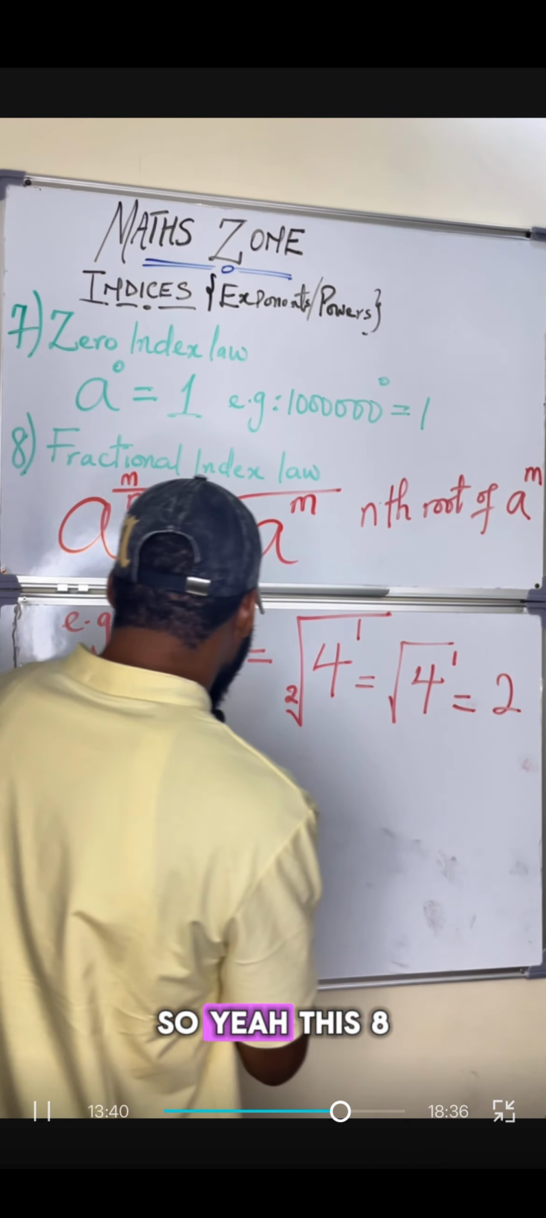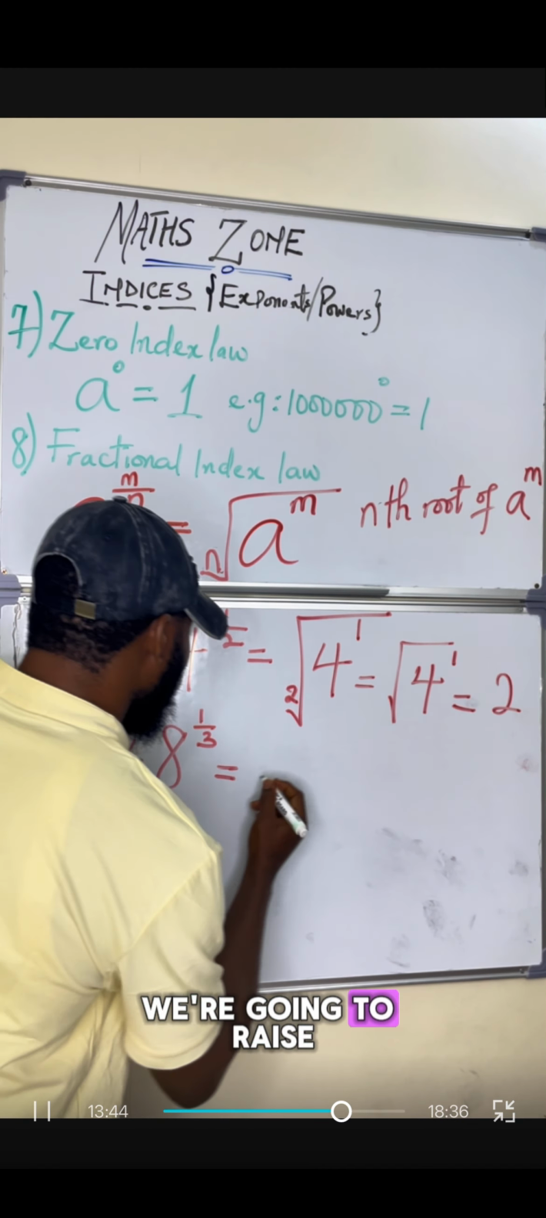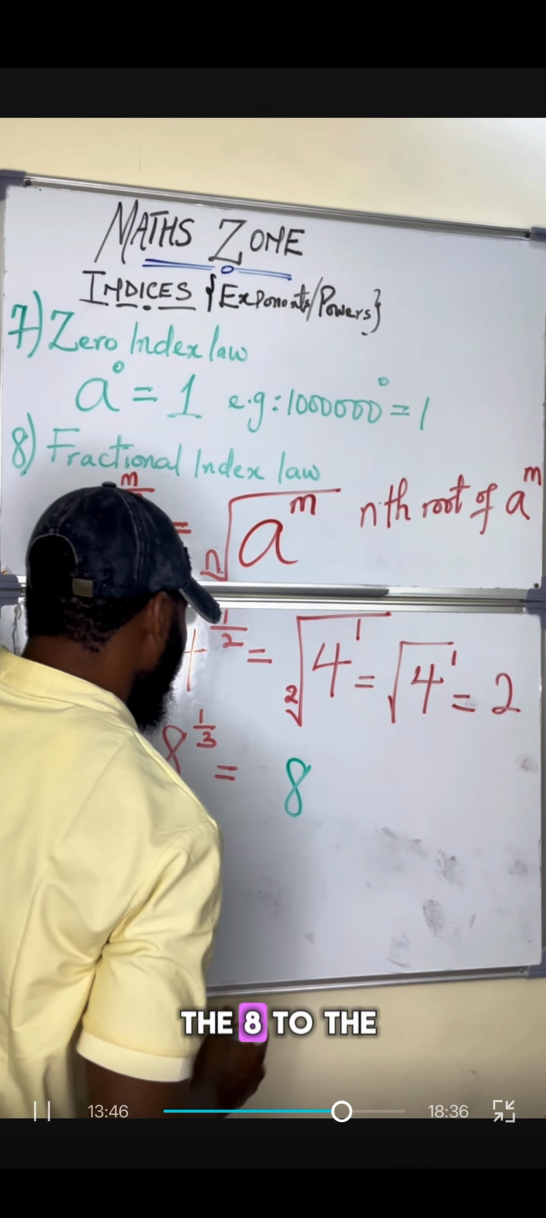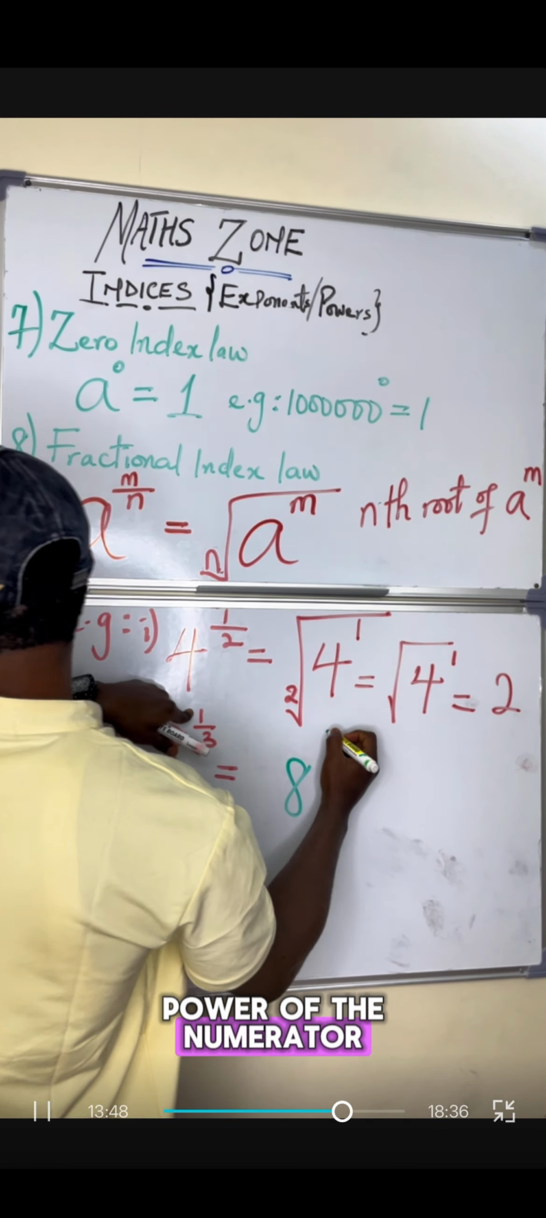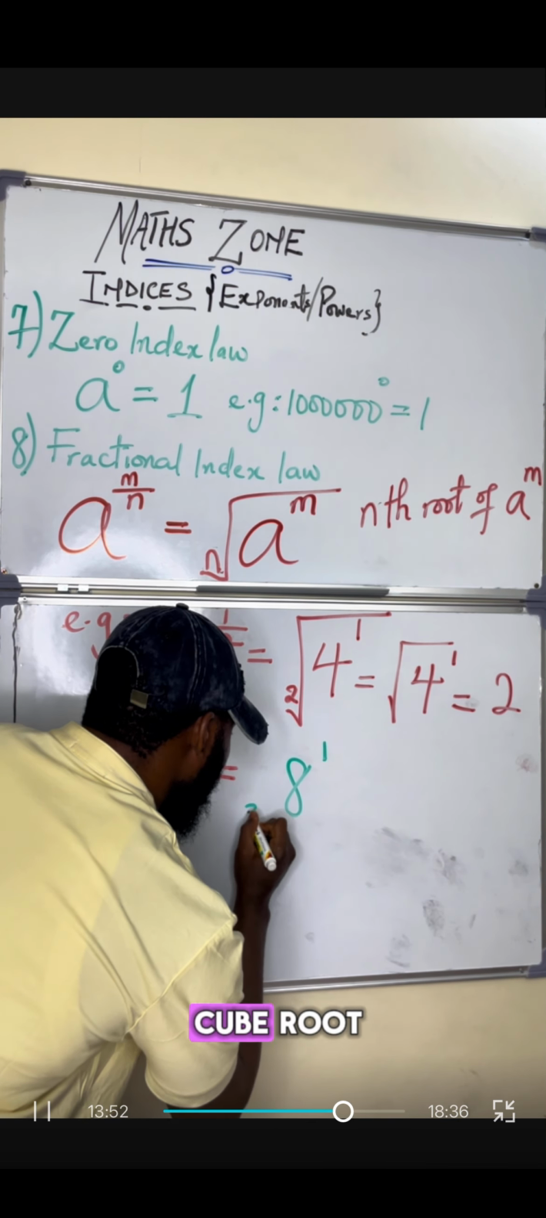So yeah, this 8 raised to the power of 1 over 3, what are we going to have? We're going to raise the 8 to the numerator power, which is 1. Then we'll find the cube root.